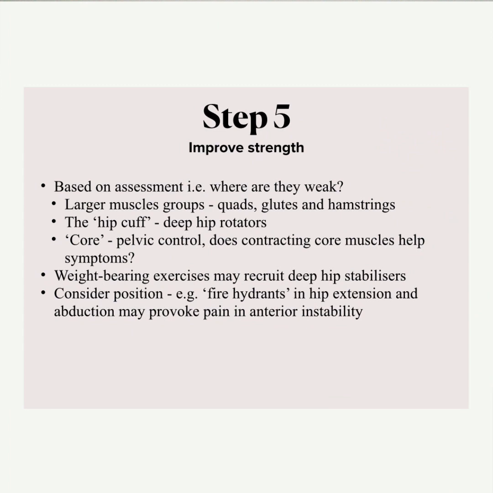Okay, step 5 would be looking at improving strength. Now, people with hip dysplasia can be weaker around the hip. So we want to start with our assessments and identify where they are weak. Now, this might be in large muscle groups like the quads, glutes, and hamstrings, and there's a bit of evidence supporting strengthening those. It might be that we look at the deep hip rotators, sometimes known as the hip cuff, like the rotator cuff of the shoulder, to strengthen those.